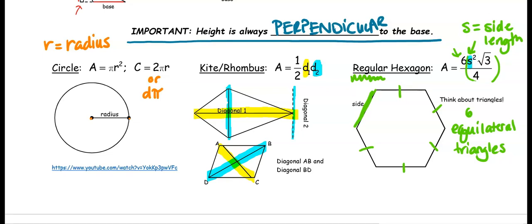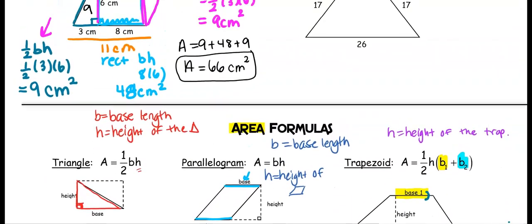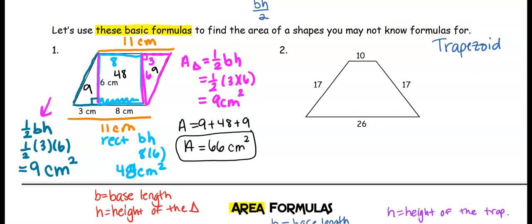So let's go back to that problem that we skipped before. When you're looking at a shape, the first thing you do, which we already did, is identify what shape you have. Do I have a triangle, a parallelogram, a trapezoid, a circle, a kite, a rhombus, or a regular hexagon? Choose the object, because then that tells you which formula to go to. So because I have a trapezoid, the area is 1/2 height times base 1 plus base 2.